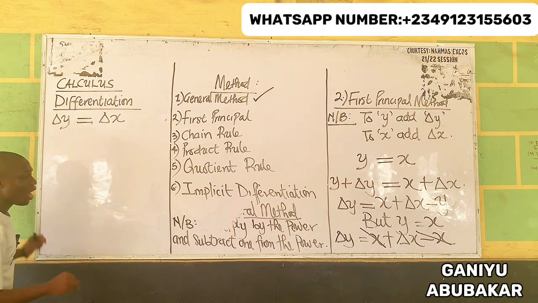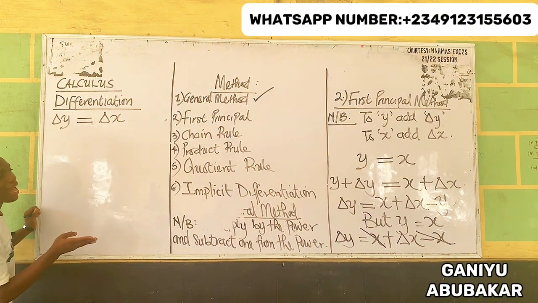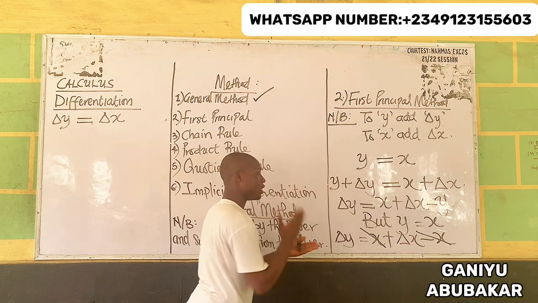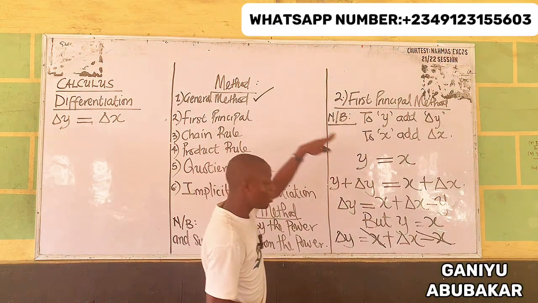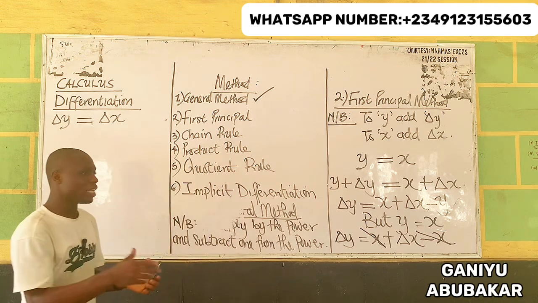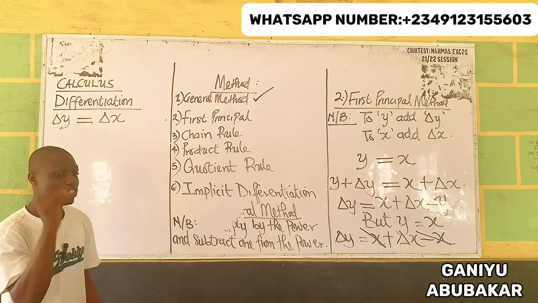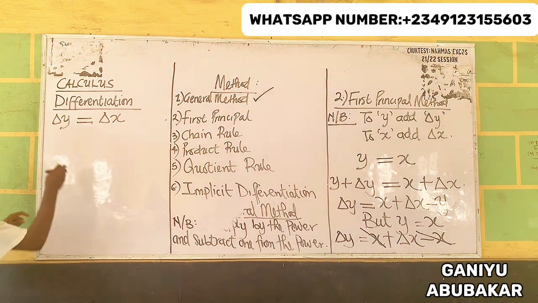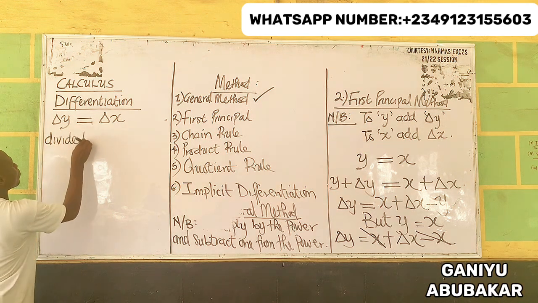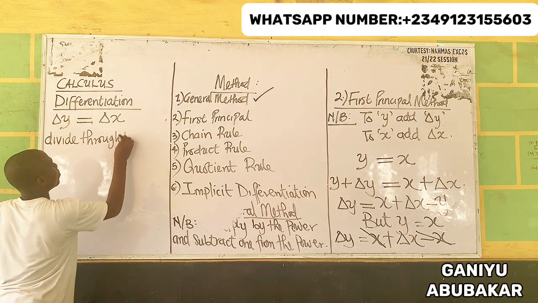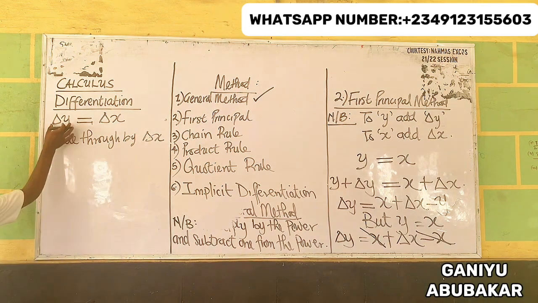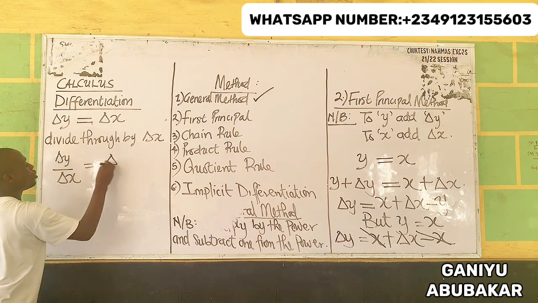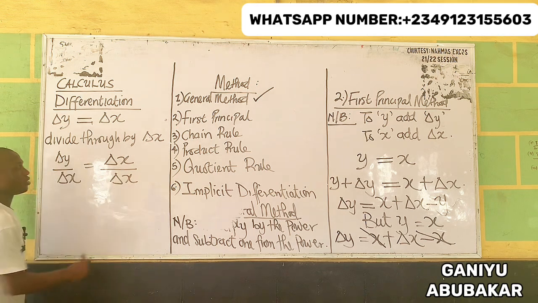Now look up. At this level, we said first task: add change in y to x. When you are done, you take y to the other side. When you are done with that, put y as what it is originally, x, and then you cancel out. After cancelling out, bear in mind that you divide through by change in x. It's a procedure. The more you solve it, the more you understand the procedure. So at this level I divide through by change in x. Change in y over change in x equals change in x over change in x. Are we good?